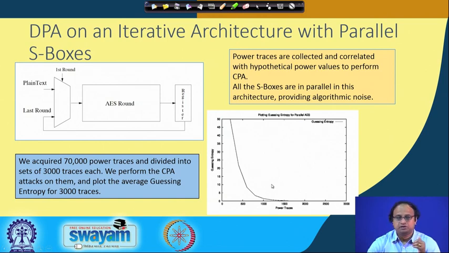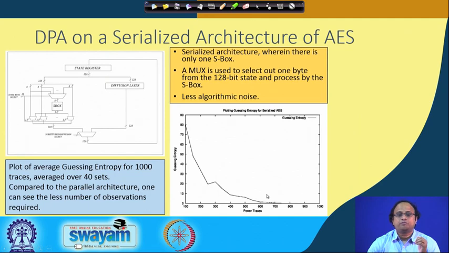If you compare this, remember that there is an algorithmic noise here, and you took around 1,500 observations to get the actual key. If you now compare this with a serialized architecture, this is a diagram of a serialized architecture. You see that there is only one single S box which is essentially doing the computation, and there is a multiplexer at the beginning. The multiplexer takes out any byte from this 128-bit register, does a processing, and then puts it back into its corresponding position. And of course, there are diffusion layers and other functionalities of an AES round.